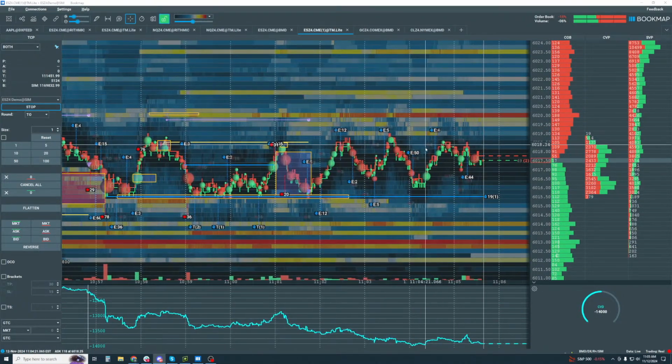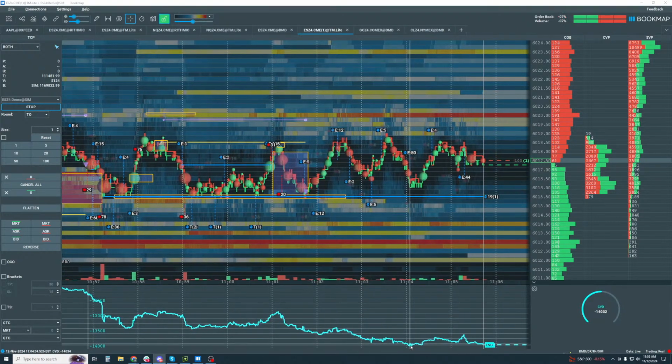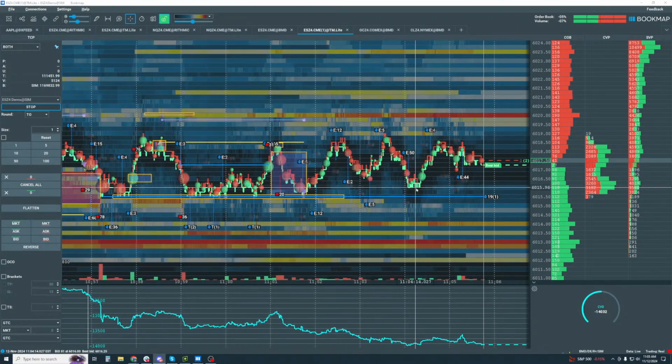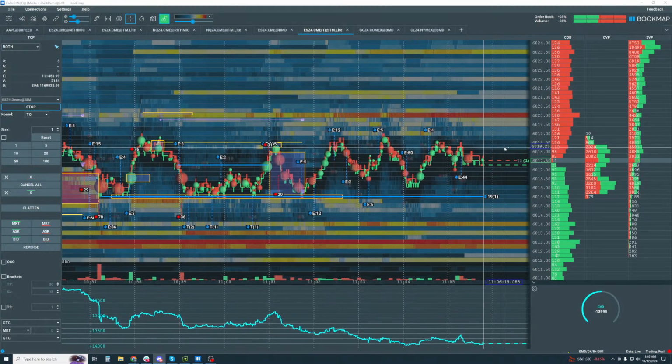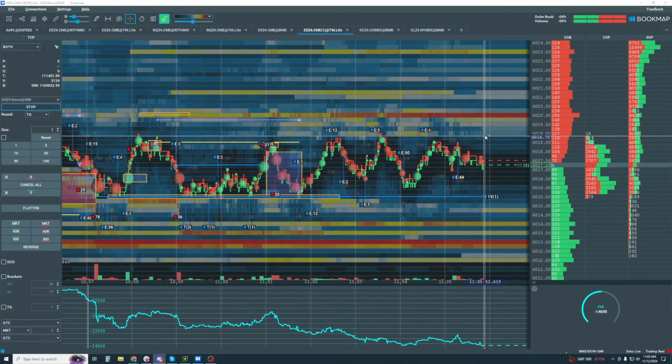Okay, there's some divergence though in that. We made a lower low here on CVD, but not here on price action. Okay, so we can look for a nice little squeeze here to the upside, to be honest.